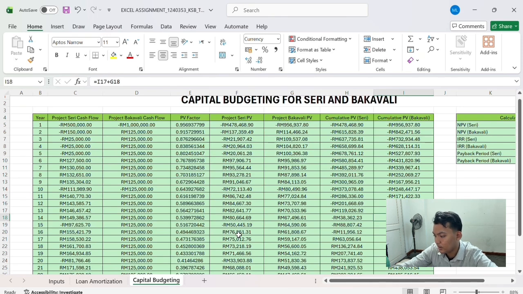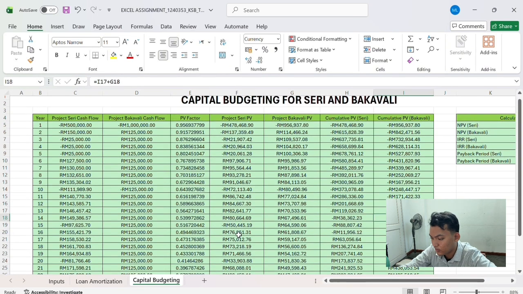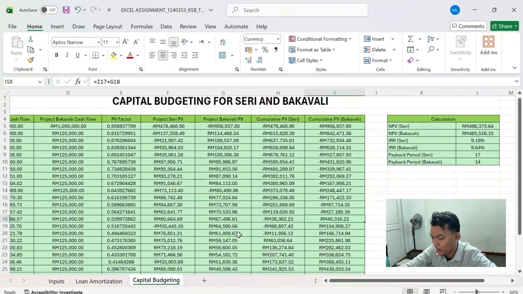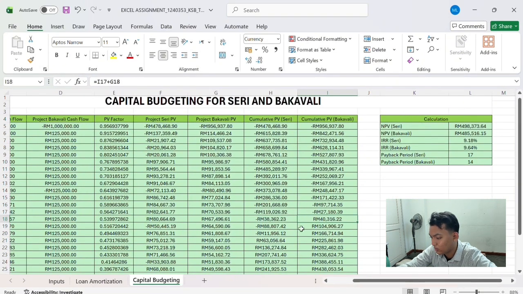So the last question, the management team intends to decide its final investment decision based on the internal rate of return, the net present value of the cash flow, and the payback period. Based on my answers in 1, 2, and 3, which project should the corporation choose, and explain why.